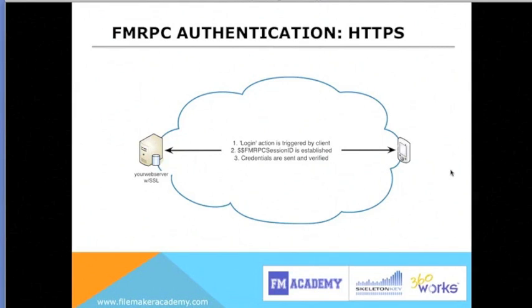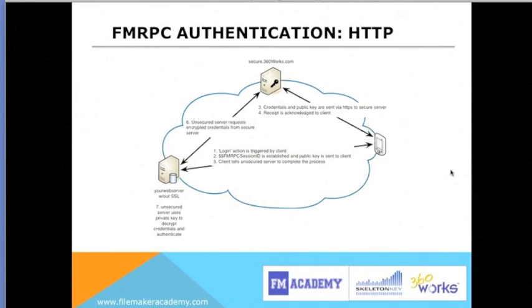But if for some reason you can't get an SSL certificate installed easily or in a timely fashion on your server, FMRPC is smart enough to recognize that and automatically try a different approach. So there's a lot of numbers here. I'm not going to bother reading it to you, 1 through 7, but the gist of it is your system talks to your server, says, I'd like to connect. It says, I'm not secure, I can't do that. It creates a public and private key. It sends that public key back so that you can securely talk to secure.360works.com, where it then stores that information.